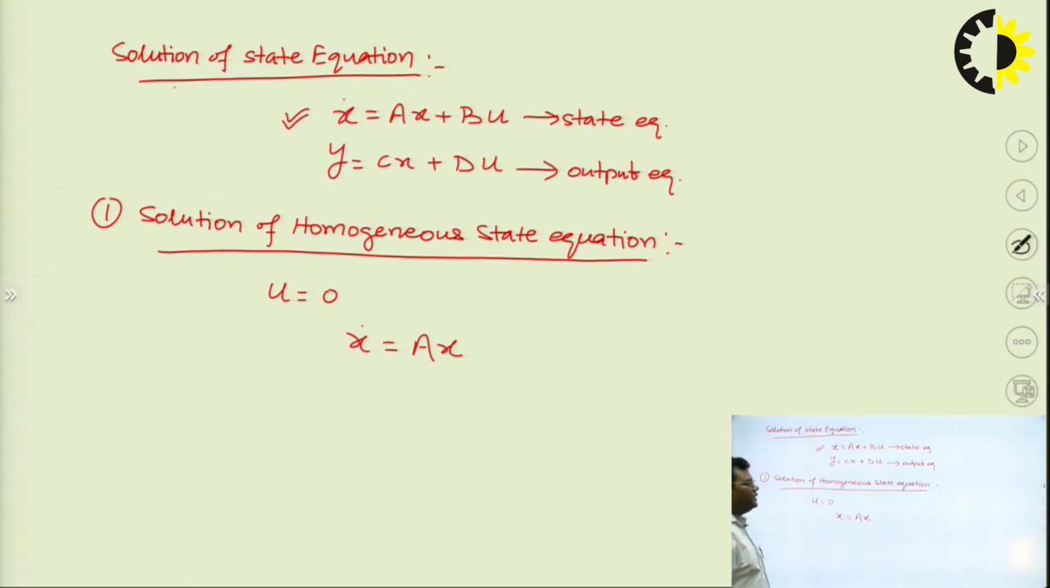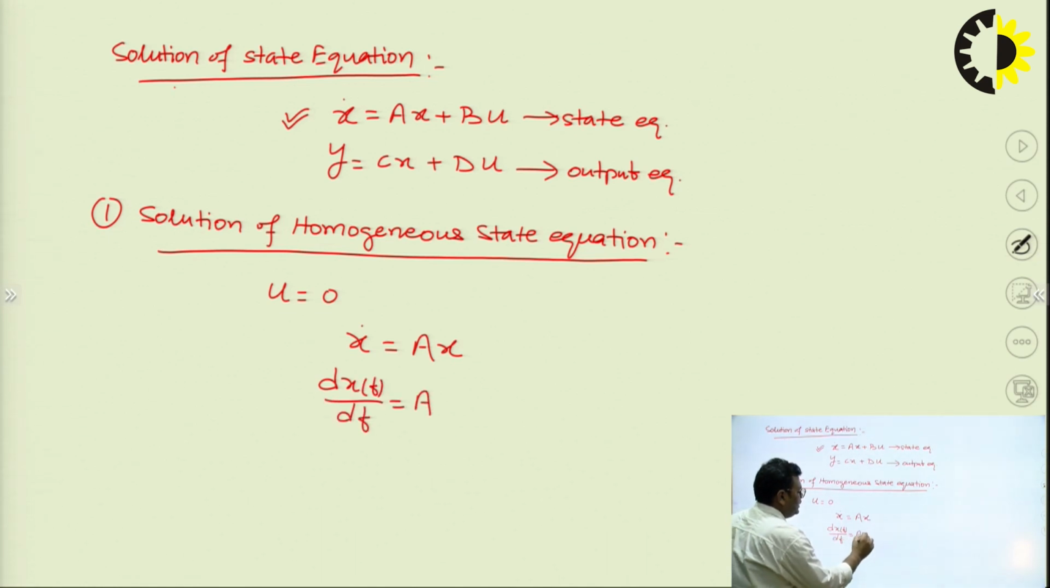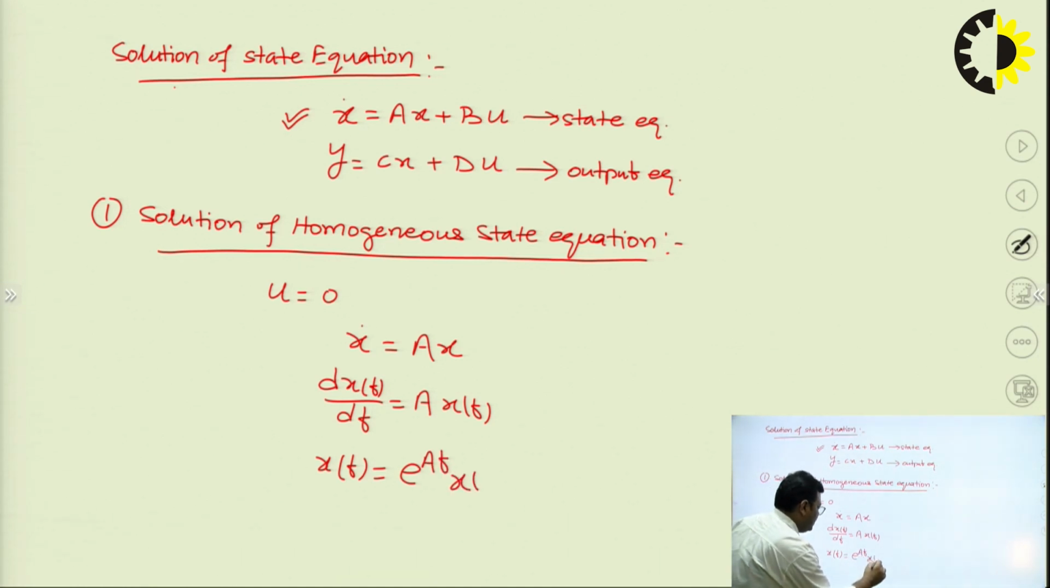This is the homogeneous state equation, and we can also write it as the derivative of x(t) with respect to t is equal to A into x(t). The solution of this differential equation should be x(t) is equal to e to the power At into x naught. It should be the solution, but we will see how we can find this solution.